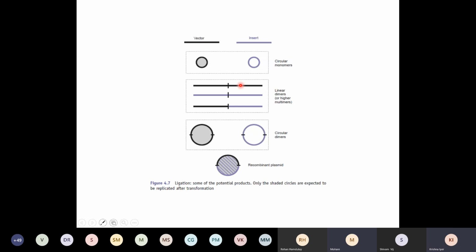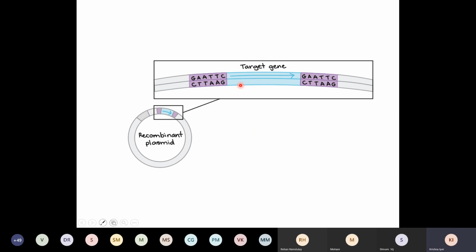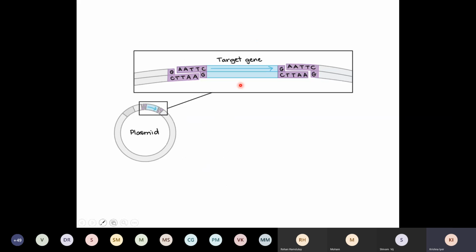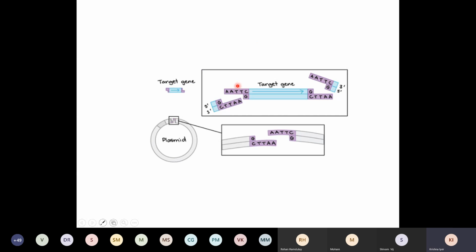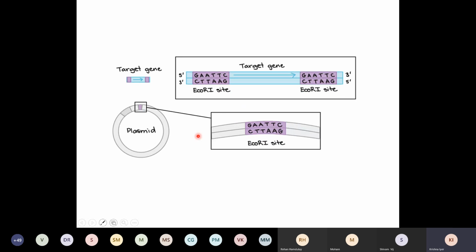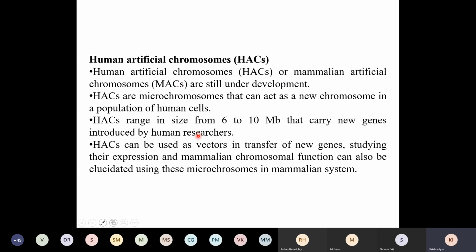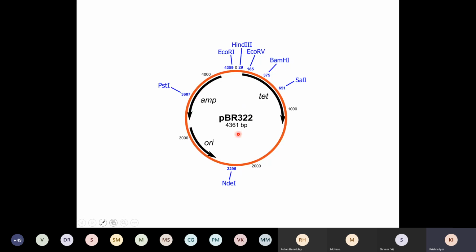Correct. But remember, if you look at all the diagrams I've shown you, I've been very intelligent. I do not cut the plasmid at multiple sites. I cut it only at one place. So at the most, I will get one plasmid cut and I'll get one piece. And if you look at the vectors I showed you, EcoRI site, there is only one. HindIII, there is only one. EcoRV, there is only one. And that is the advantage of these plasmids.